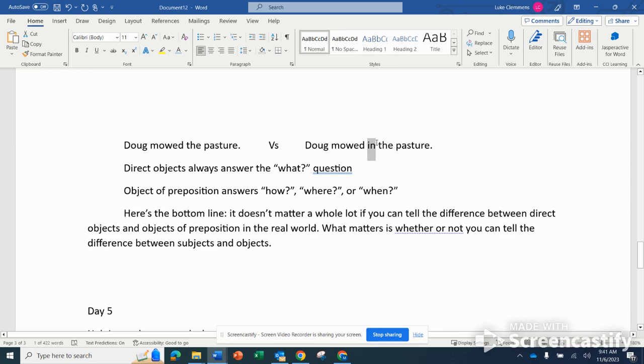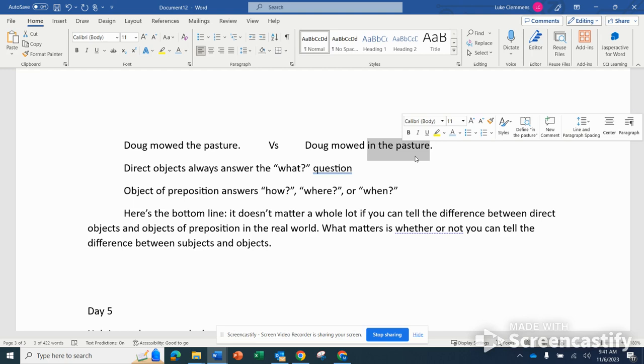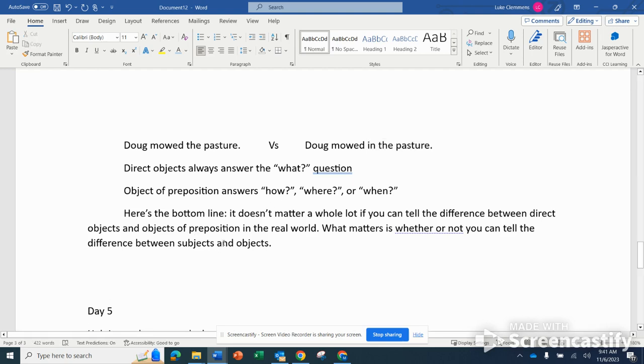So, what happens here when we have a preposition, it's like a trump card. Okay? And what this means is that pasture in this case is no longer a direct object, but because it's coming after the word in, it is now the object of a preposition. And that's always the way it's going to be. When you have a preposition, that second thing that comes after it is always going to be the object of the preposition.